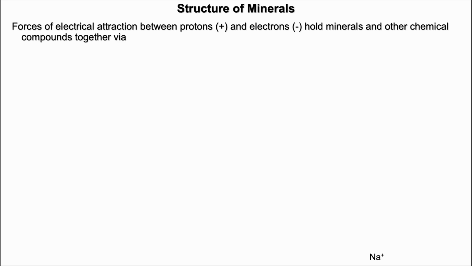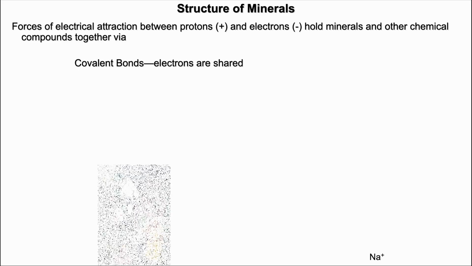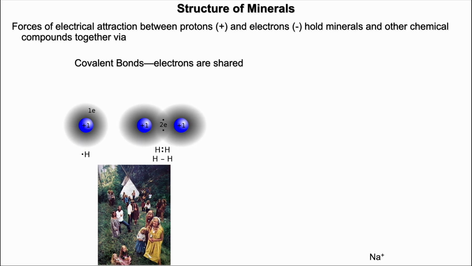So in the structure of minerals, we need to consider the forces of electrical attraction between protons and electrons that hold minerals and other chemical compounds together. They do this via covalent bonding, in which the electrons are shared. Now, we've seen that in diamond and graphite. And you can think of this as kind of a hippie commune, where everything that's mine is yours, and everything that's yours is mine, man. So the hydrogens in this case are sharing the electrons. Everybody has access to everybody else's electrons.